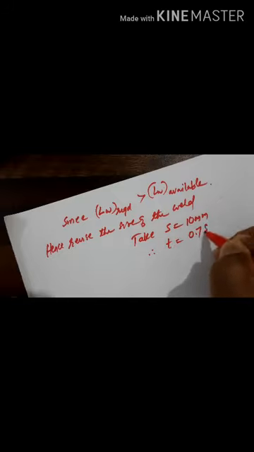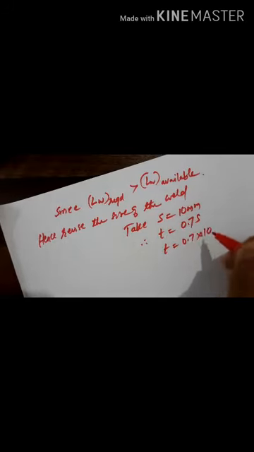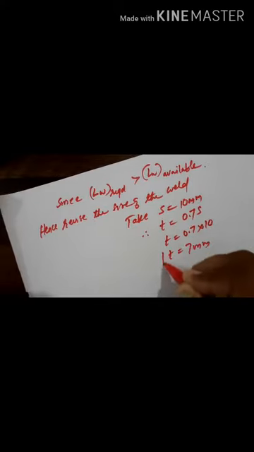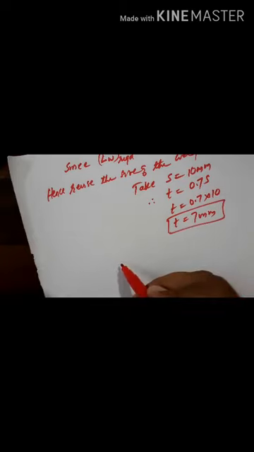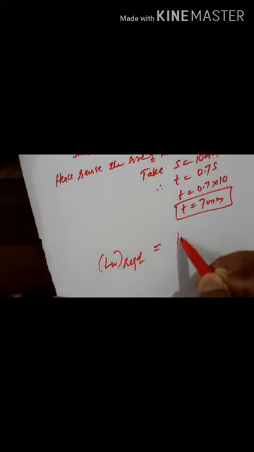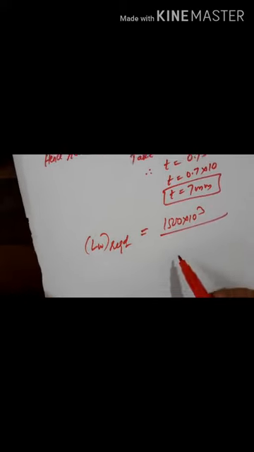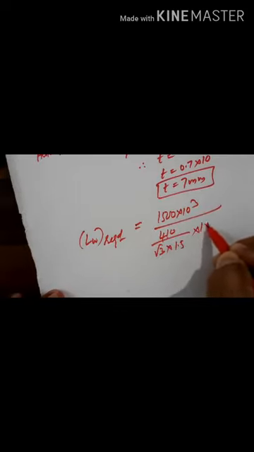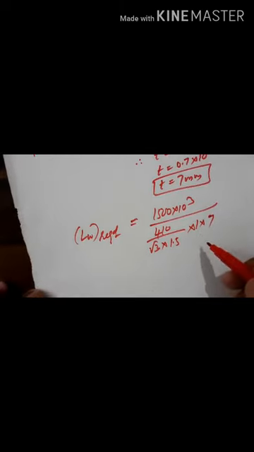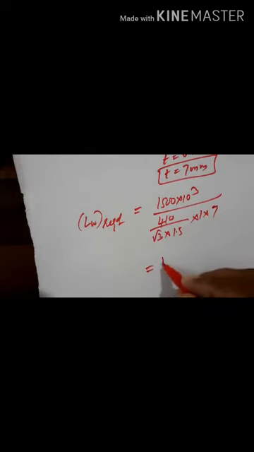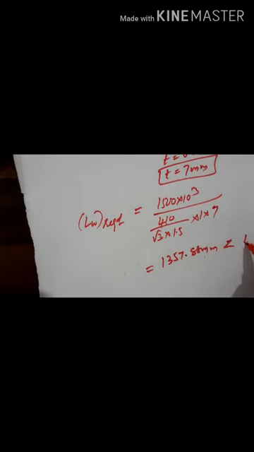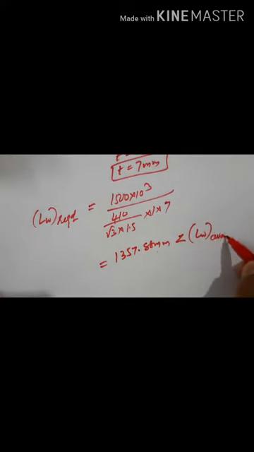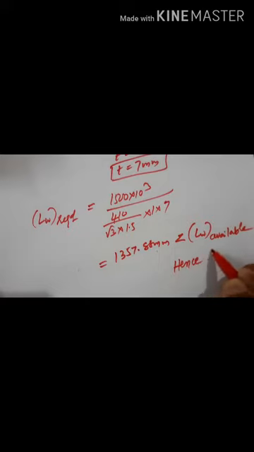Therefore the thickness will be 0.7 into 10, so you will be getting a thickness of 7 mm. Now the required length of the weld: length of weld required is 1500 into 10 raised to 3 divided by the strength of weld per millimeter run, that is 410 divided by root 3 into 1.5 into 1 into the thickness as 7. Then you will be getting 1357.88 millimeter, which is less than the length of weld available, hence safe.